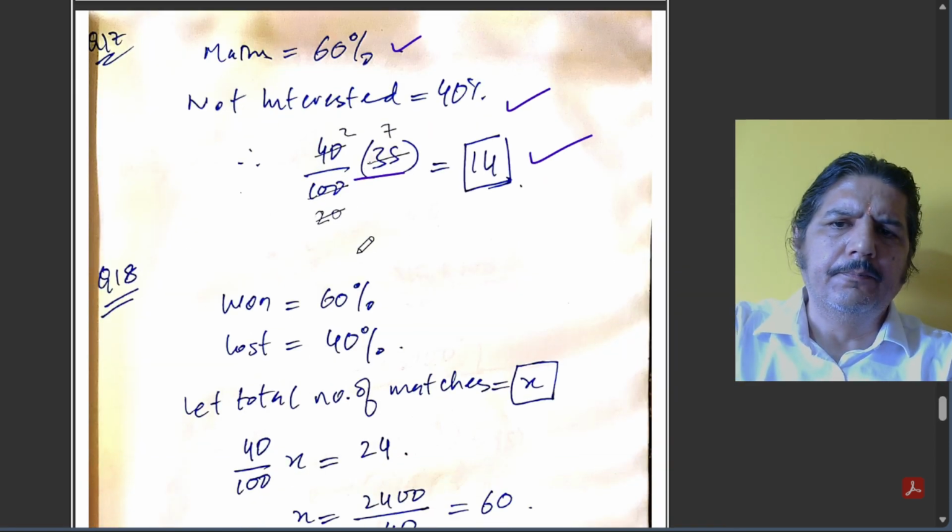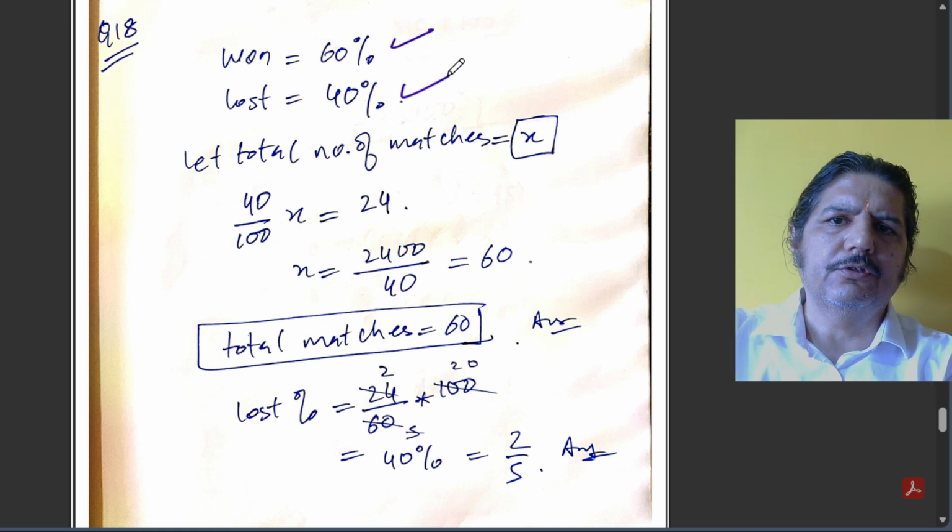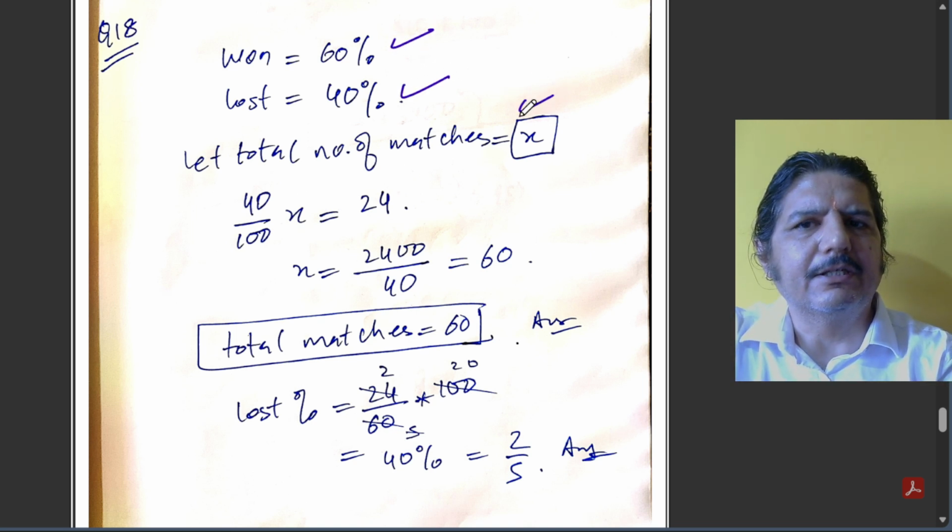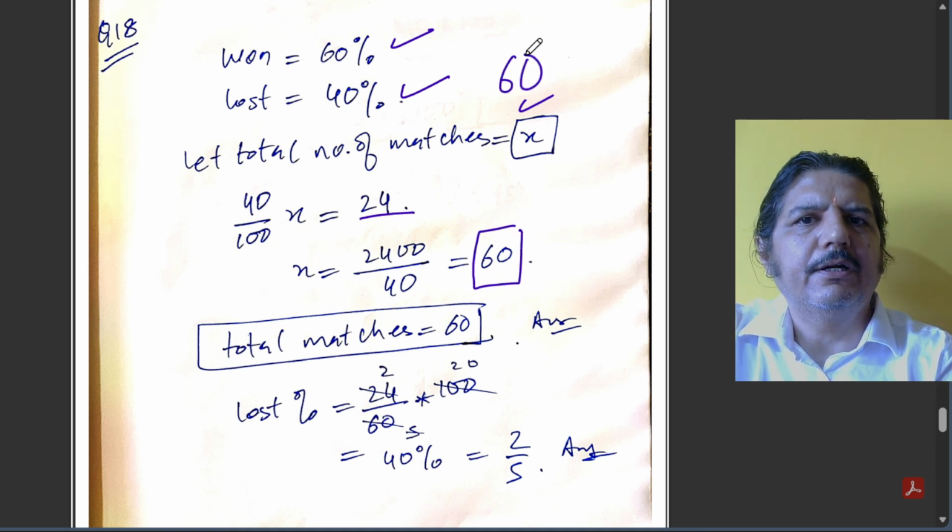Question number 18. So won is 60%, lost is 40%. Total number of matches is x. So 40% of x is 24. You calculate the value of x. x is 60. So the total number of matches they have played is 60.